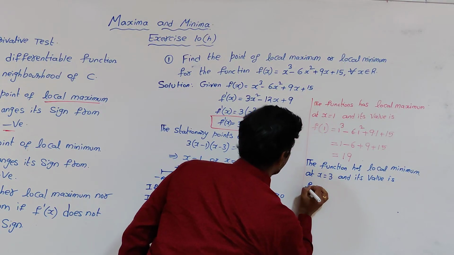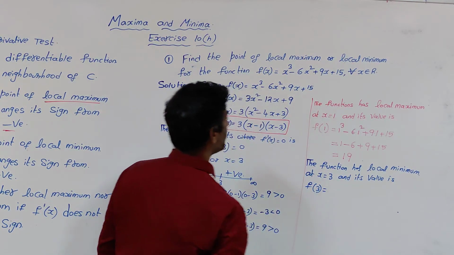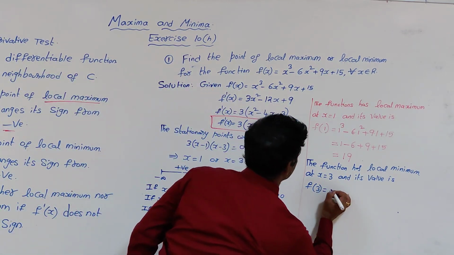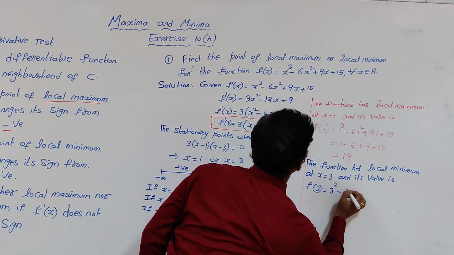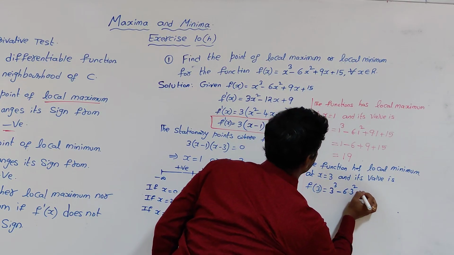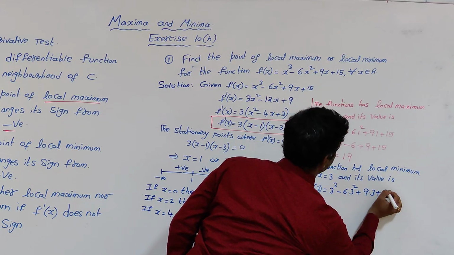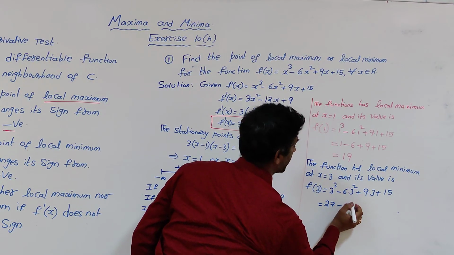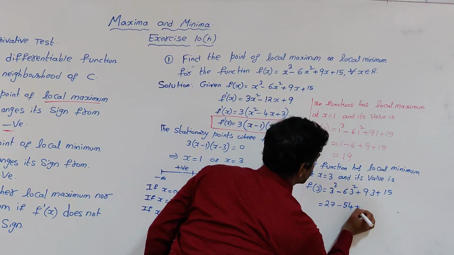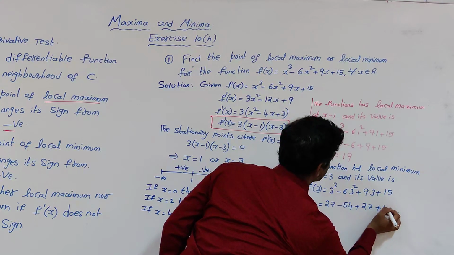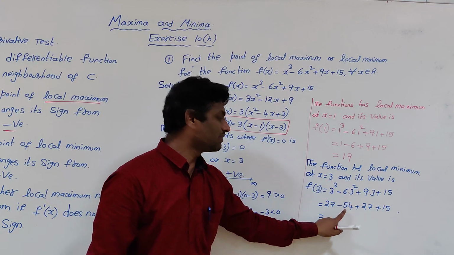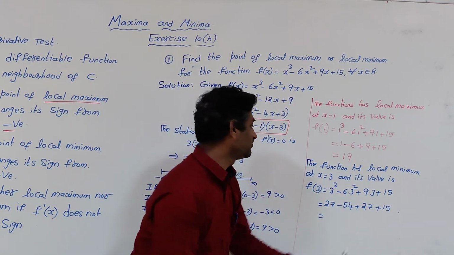is f of 3. What will be f of 3? Substitute in the function: 3 cube minus 6 into 3 square plus 9 into 3 plus 15, which is 27 minus 54 plus 27 plus 15. So if you add and subtract, 27 plus 27 is 54, 54 minus 54 is 0, 0 plus 15 is 15.